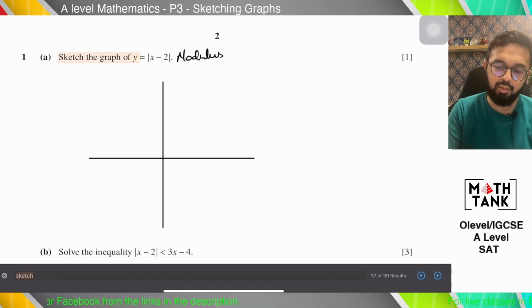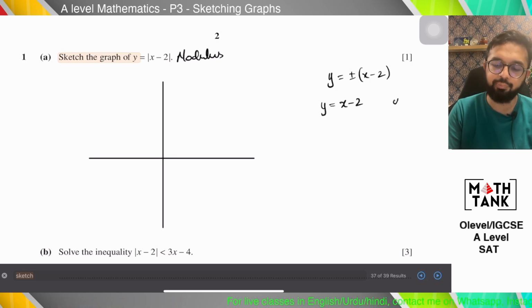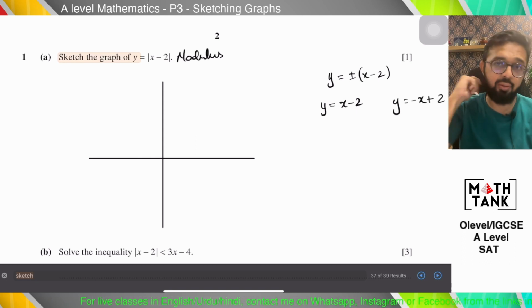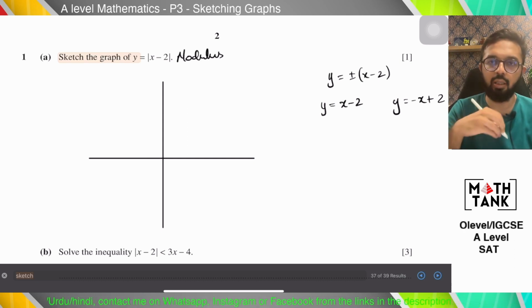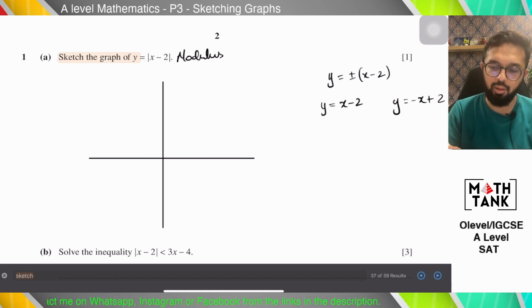The simple idea is that whenever a modulus opens up, it opens up with a plus and a minus. So you have a plus and a minus, plus 2, and you try to draw these individual lines and then keep the V-shaped graph and then erase the rest of it, and that should work. The y-intercept here is -2. The x-intercept is 2.